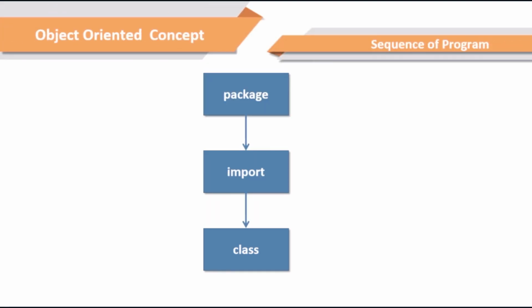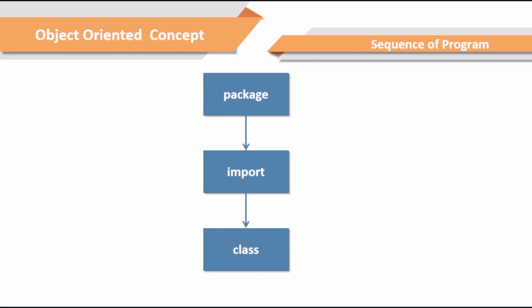Sequence of program. As you see here in the diagram, in Java, a Java source file can contain any or all of the following three internal parts: a package statement, import statements, and a public class declaration. A Java source file should have a public class declaration. All other statements are optional.